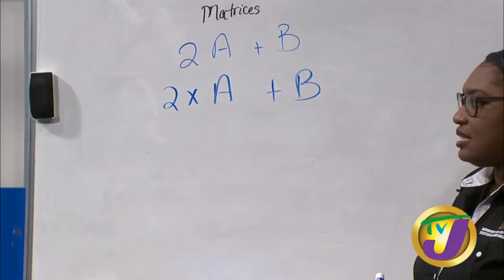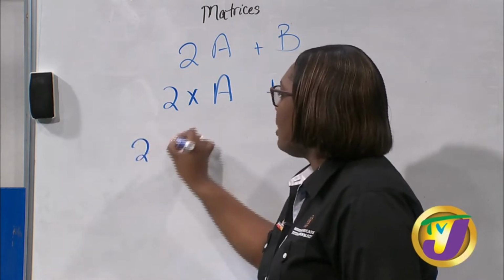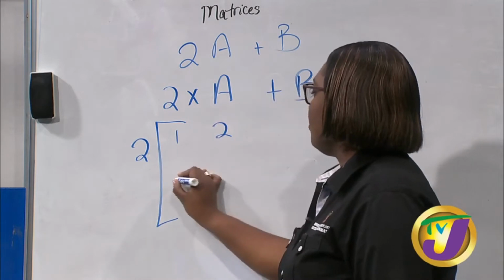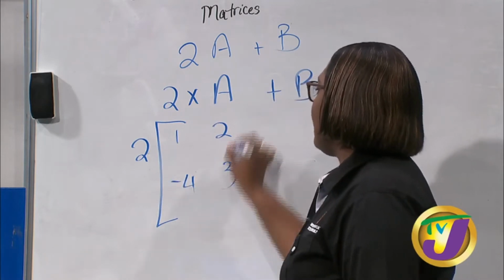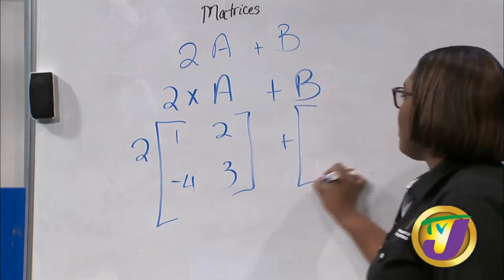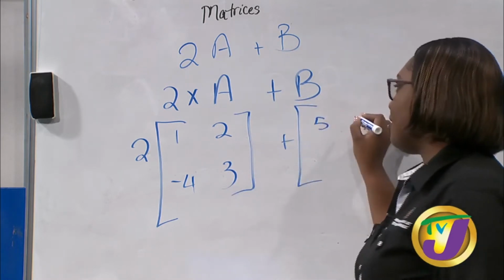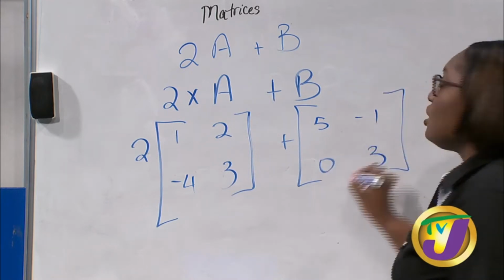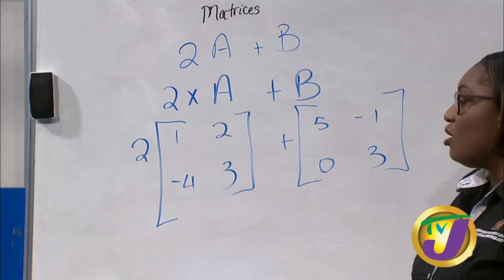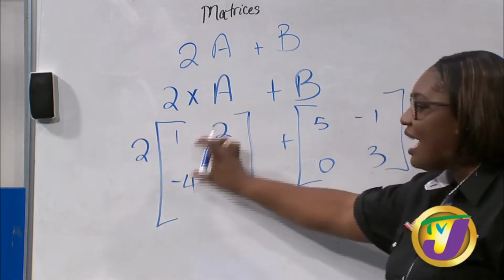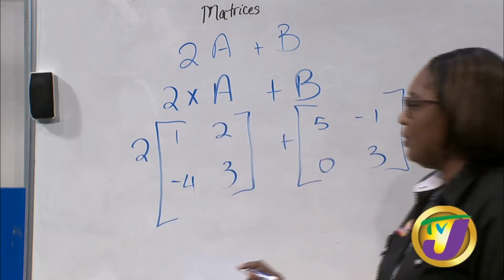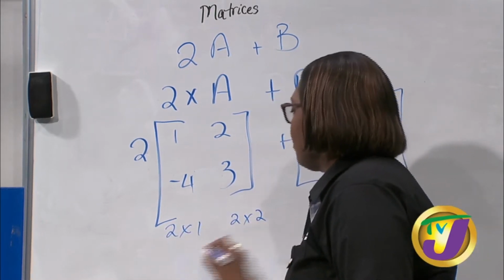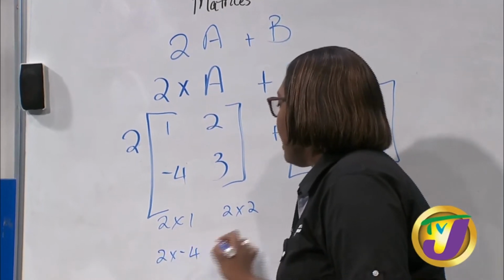So let's walk through it. It's going to be 2 times our matrix A, which is 1, 2, negative 4, 3, plus B, which is our matrix 5, negative 1, 0, 3. So just as a reminder, we're multiplying 2 by every element in our matrix A. So it's going to be 2 times 1, 2 times 2, 2 times negative 4, 2 times 3.